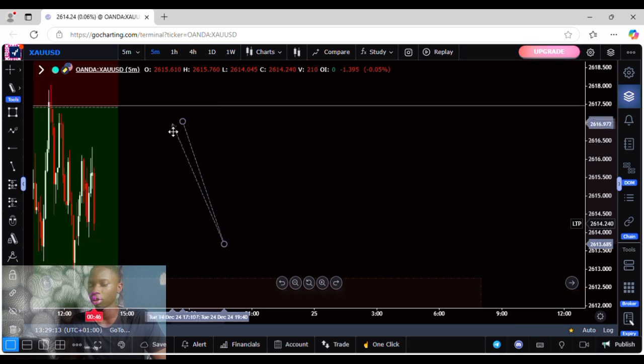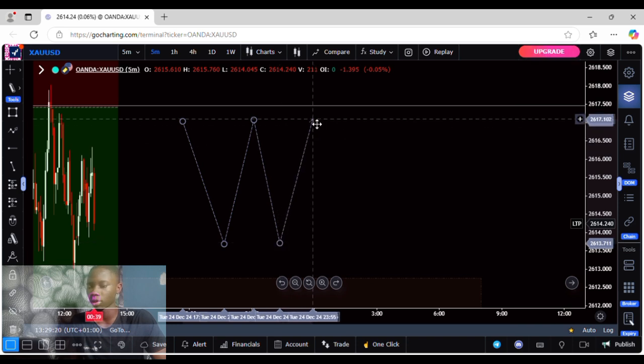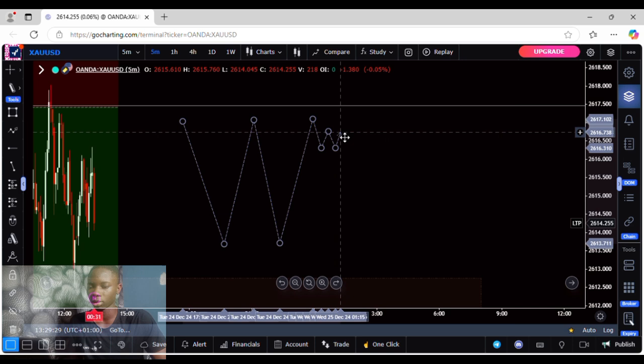So now let's say this is a resistance zone right here, and this is support. And then price came back to the resistance, came back to the resistance. So what I'm looking for is just a continuation pattern, right? But the continuation pattern is going to be a consolidation, right? So this is what my strategy is based on.